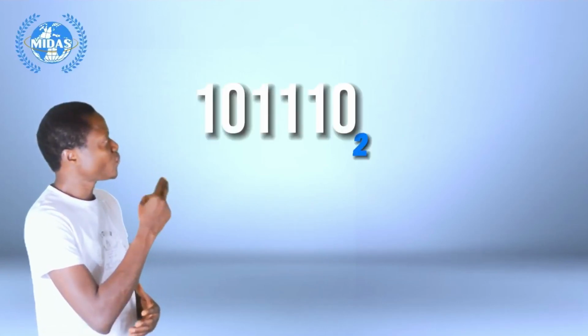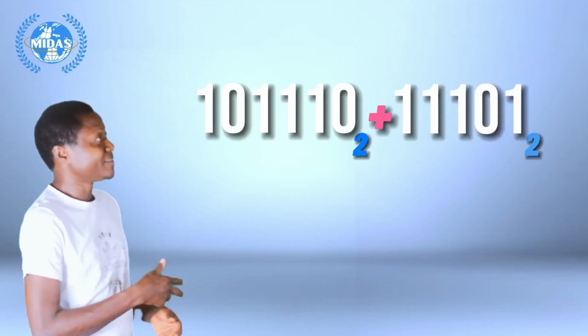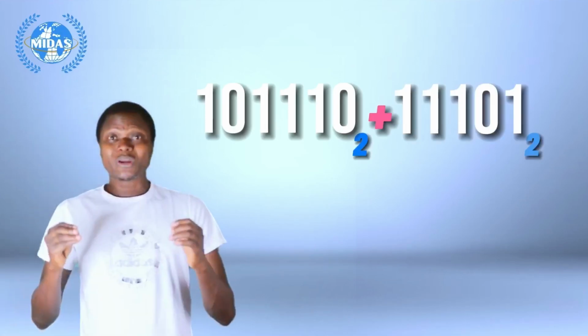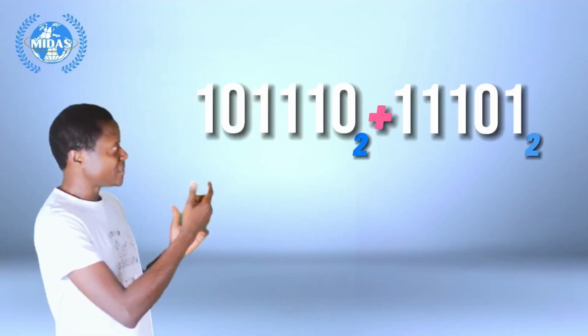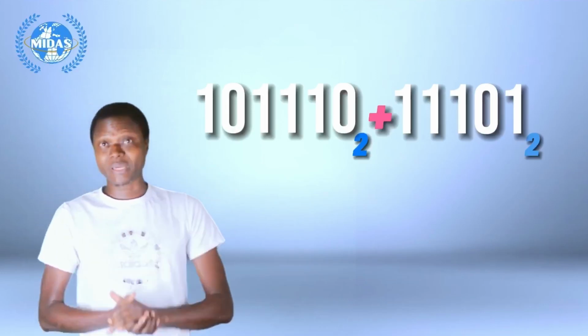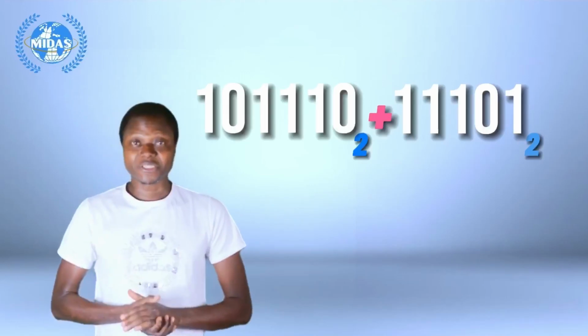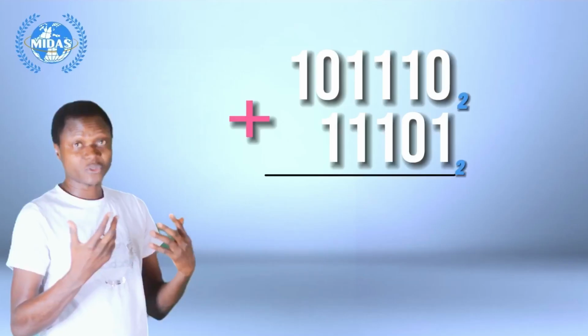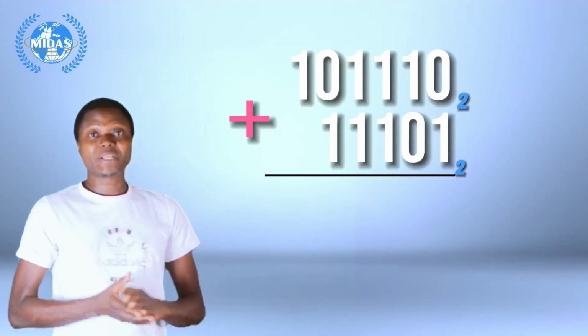Let's say you are given 101110 plus 11101. When you want to make an addition, the most important thing to have in mind is the base you are working under, because that is going to determine the rule of the game. Since we're in base 2 and we need to make this addition, the first thing you need to do is put them together. And remember the rule that the last digits need to align. So now we need to do the addition.